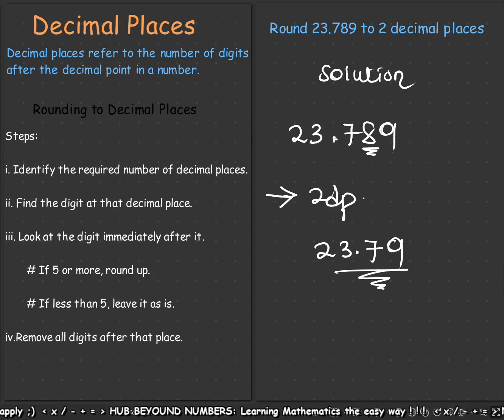As simple as that. So the most important thing here is taking note of the digit at the decimal places we want to work on, then take note of the digit after it. If it is 5 or more, just add 1. If it is less, you leave it as it is, and then the remaining are omitted.